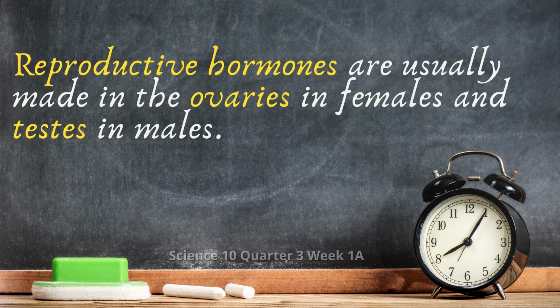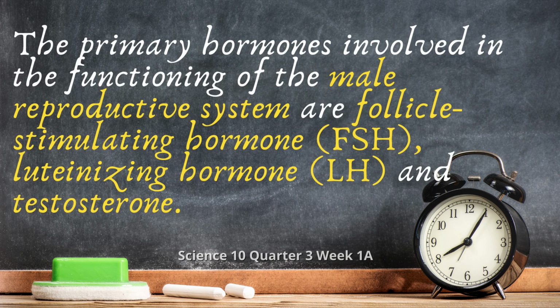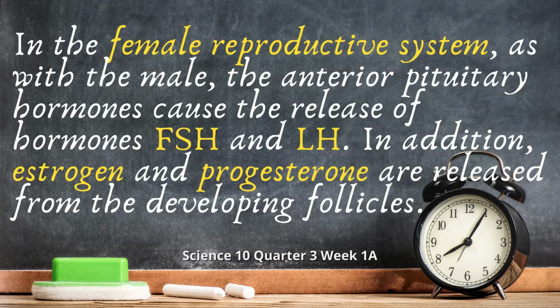Reproductive hormones are usually made in the ovaries in females and testes in males. The primary hormones involved in the functioning of the male reproductive system are follicle-stimulating hormone FSH, luteinizing hormone LH, and testosterone. In the female reproductive system, as with the male, the anterior pituitary hormones cause the release of the hormones FSH and LH. In addition, estrogen and progesterone are released from the developing follicles.